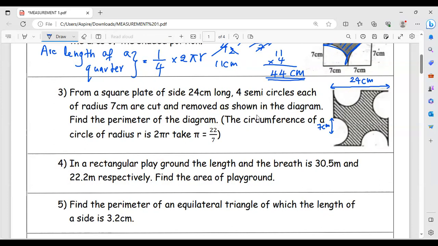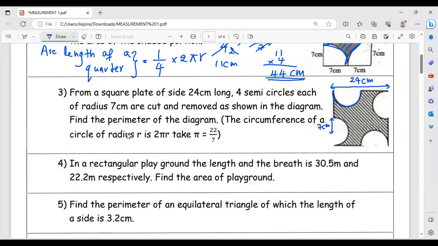The circumference of a circle of radius r is 2πr. Take π equals 22/7. Then to find the perimeter, you have to take the arc length of this semicircle.